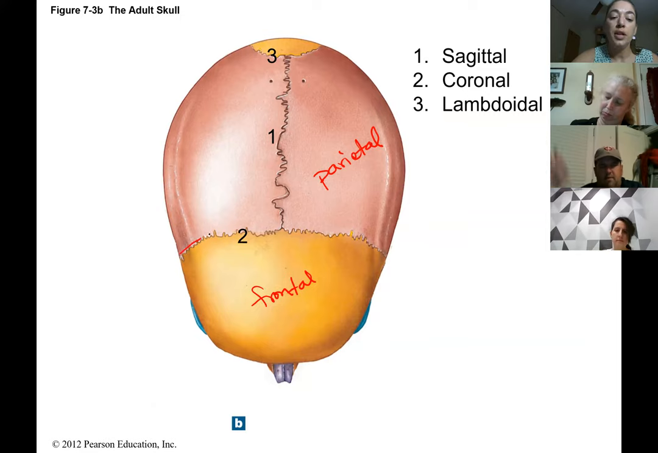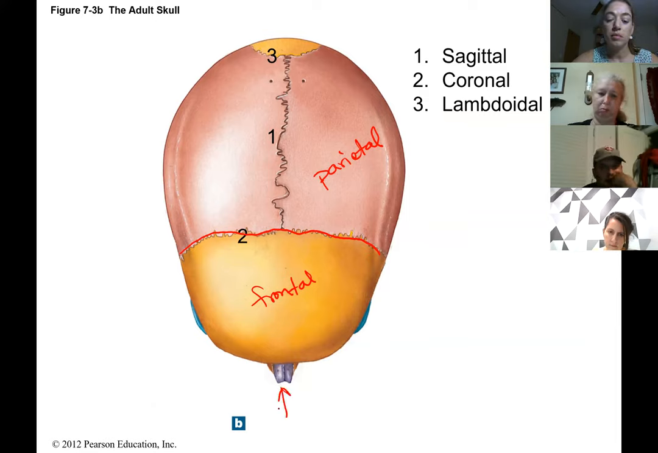So separating the frontal bone. Is that the rear though? Would that be the occipital bone in the back there? Nope. There's our nose. Oh, okay, my bad. Sorry. No, all right. It's all right.